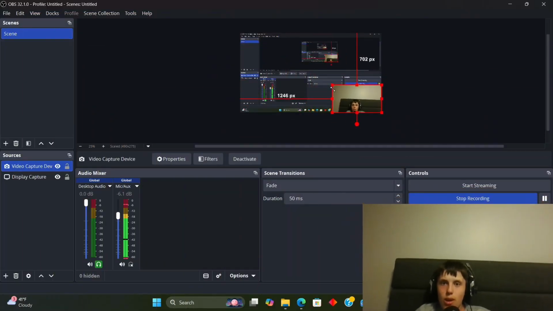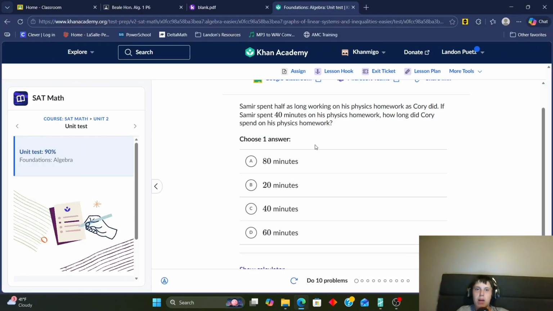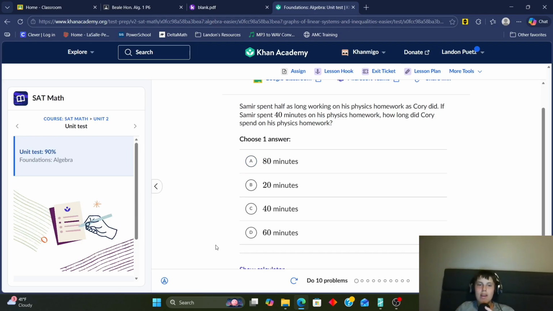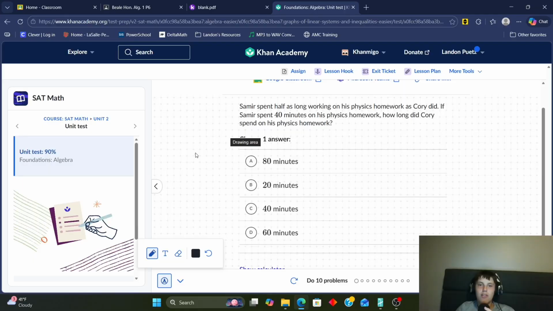So, for today's SAT math problem, we are going to be doing an algebra problem, just like we're doing now. It says Samir spent half as long working on his physics homework as Corey did. If Samir spent 40 minutes on his physics homework, how long did Corey spend on his physics homework? So, it says Samir spent half as long working on his physics homework as Corey did.